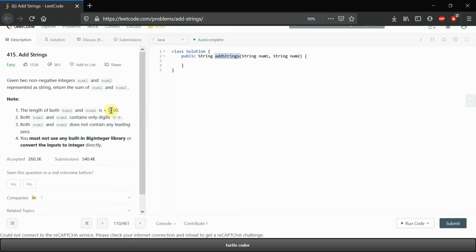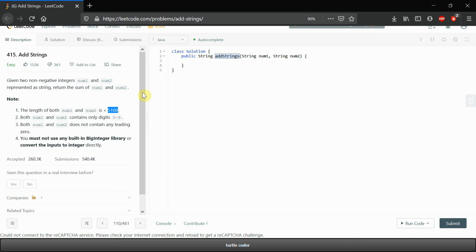What does this mean? It's a very big number. It can consist of at most 5100 characters in it. So you see, it's a very big number. Ideally I would have done it using a big integer library.